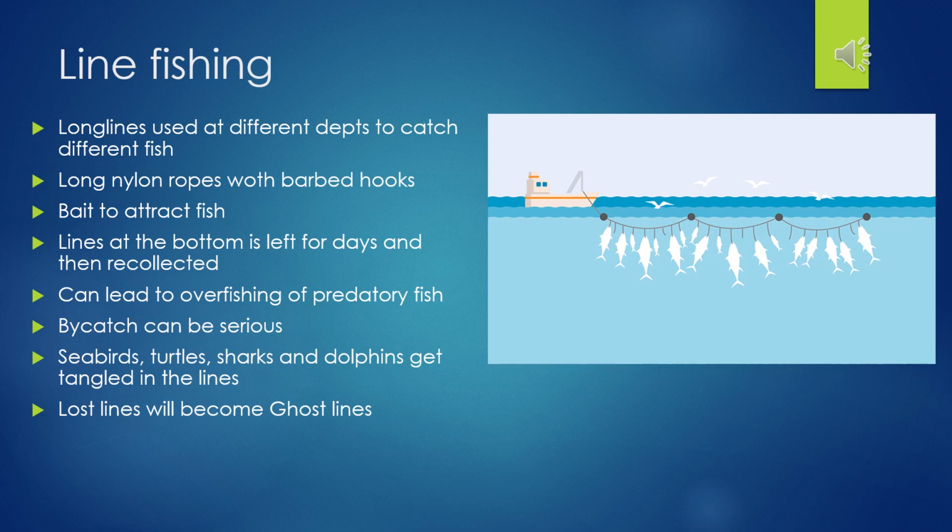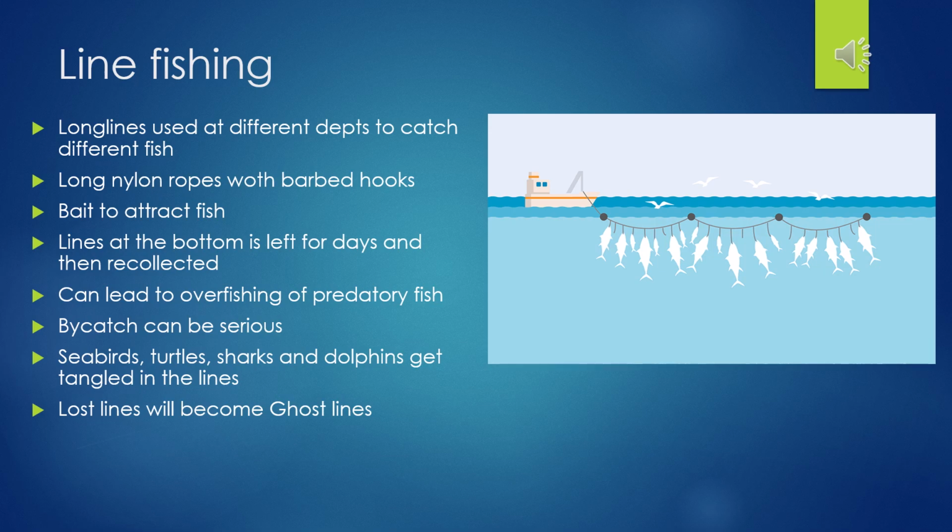Longline fishing is a commonly used method for catching fish, especially predatory fish. Fishers use long lines both at the ocean surface or at the bottom. In surface longlining, you use long nylon fishing lines with barbed hooks attached to them. Each hook has some kind of bait on it, and then you drag them along behind the boat for a long time, and the bait attracts fish, and then the fish get caught on the hooks.